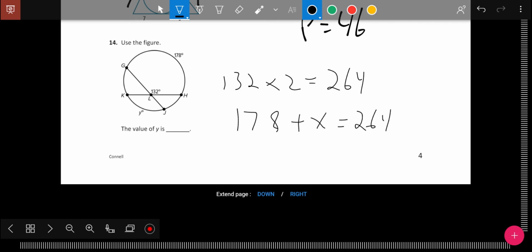I now take my calculator. I do 264 minus 178. And I said x the whole time, but it's really y. Let me go change that. And so this should be y, and y equals 86.